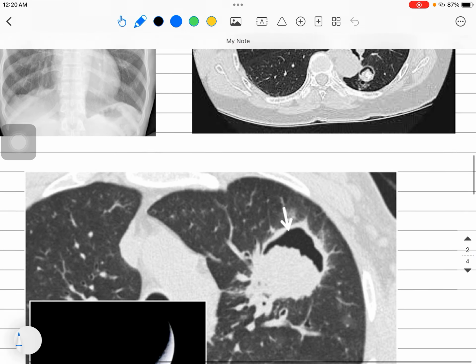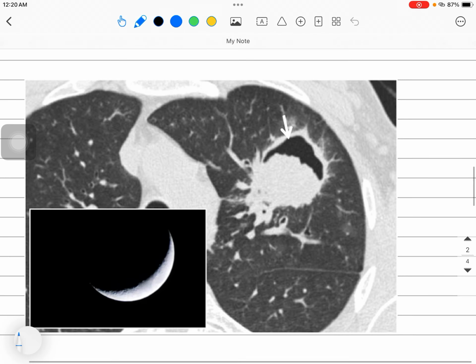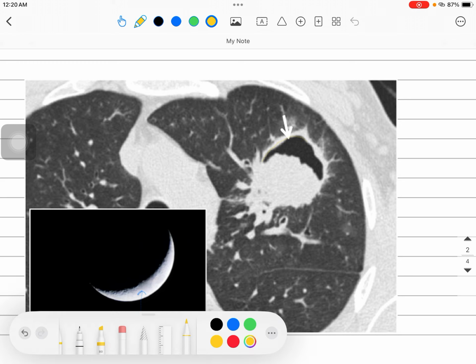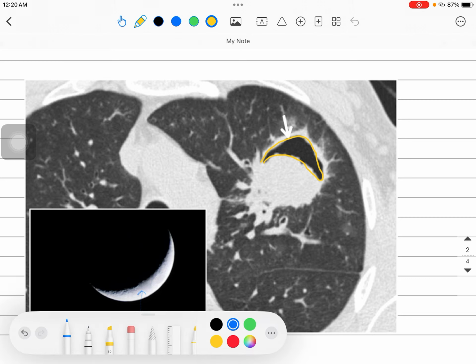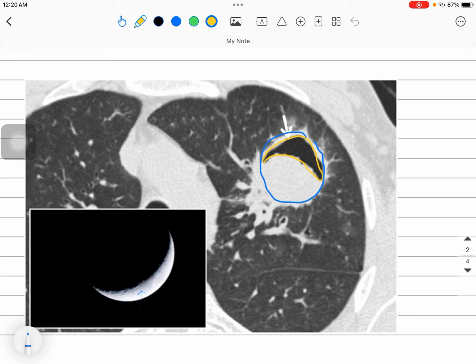One more example. This is the CT scan of a patient, looking like a half-shaped moon. So here also you can see this is the air crescent sign, right? This is the crescent shape, and outside that you can see there is a mass, or you can say a pulmonary mass. So that is the air crescent sign.